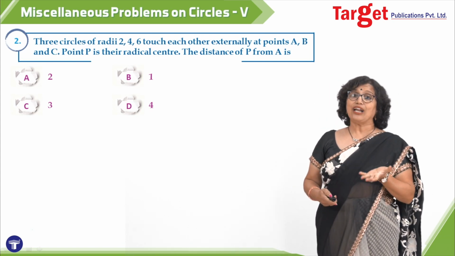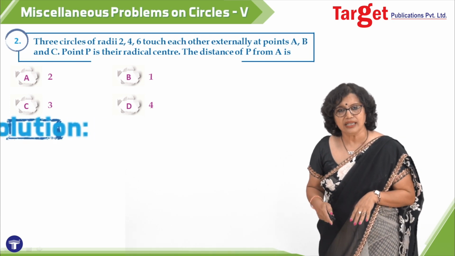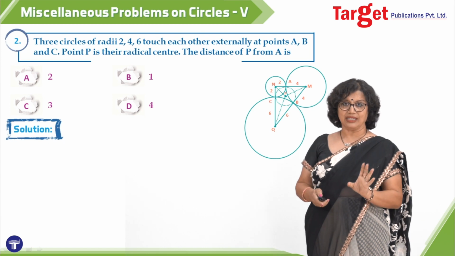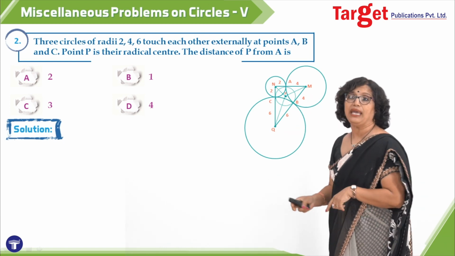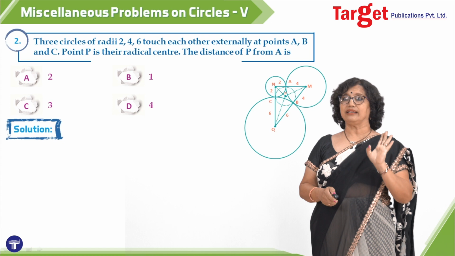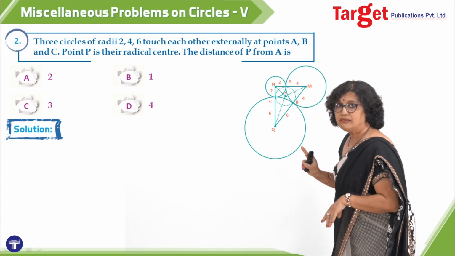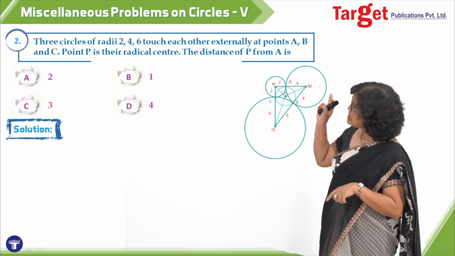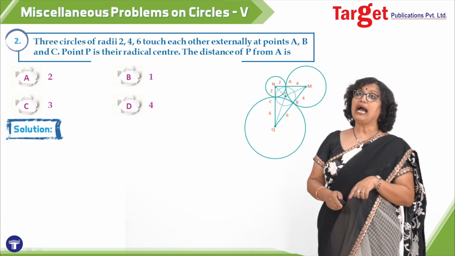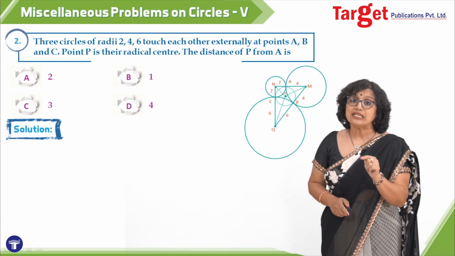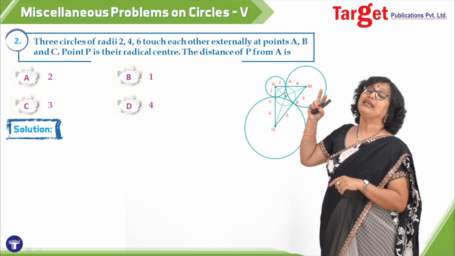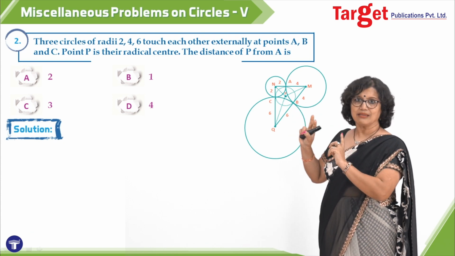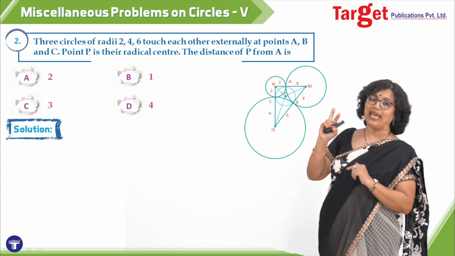3 circles of radii 2, 4 and 6 and they touch externally. So you draw the picture. 2, 4, 6 radii touch externally and I'm showing the point P as the radical center, right? What I have done for further steps, I have joined those centers and I can see one triangle there, okay? And the question is regarding the distance of point P from A. Point A is the point of contact of 2 touching circles, right? And the distance of P from A is required.